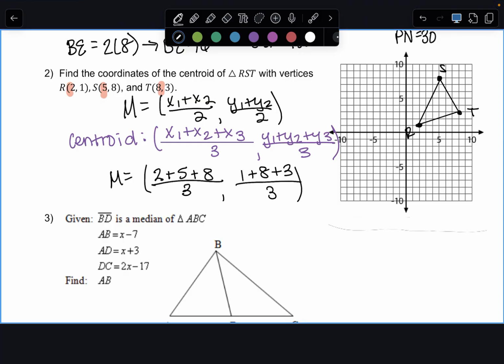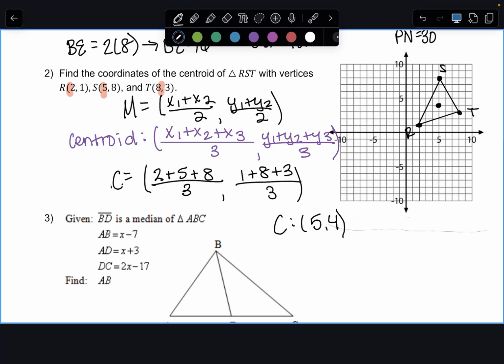2 plus 5 is 7. Plus 8 is 15. 15 divided by 3 is 5. So the x coordinate of my centroid is 5. And then same thing over here. 1 plus 8 is 9. Plus 3 is 12. Divided by 3 is 4.